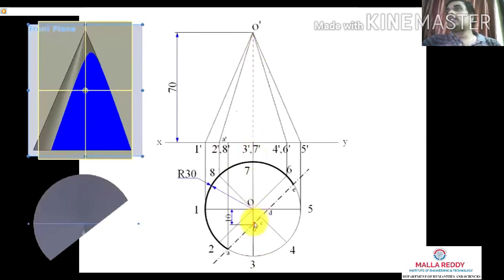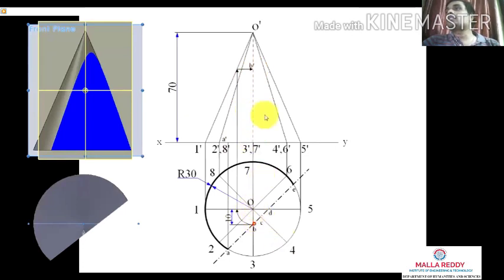So to get B, since it is coinciding there, we need another procedure to get it. Keeping O as center and taking OB as radius, we drop on O1, which is parallel to the X value. From there, we produce it upwards till the longest generator, which is O dash 1 dash. From there, we produce on the axis, where we get B dash.